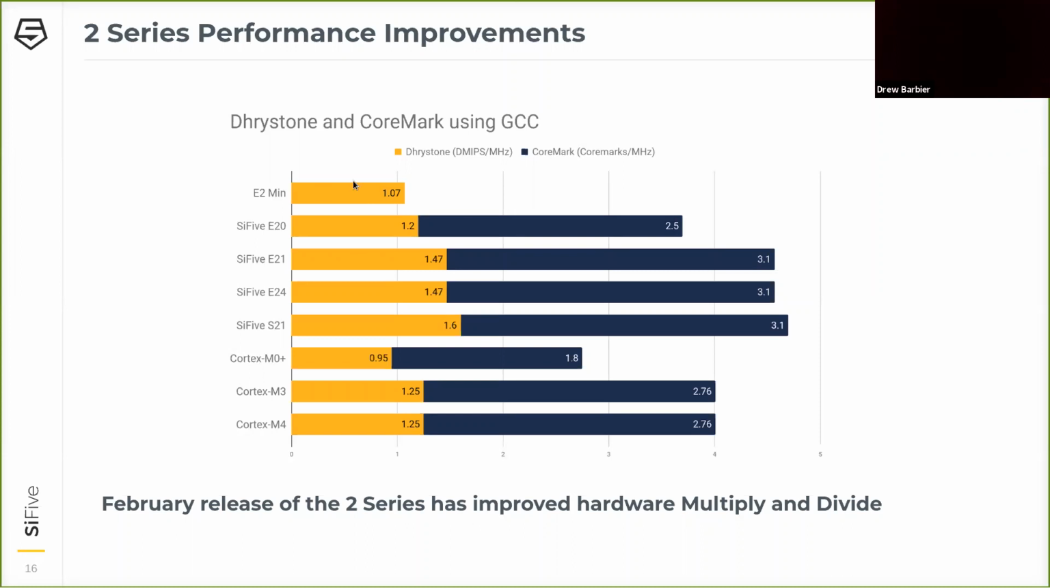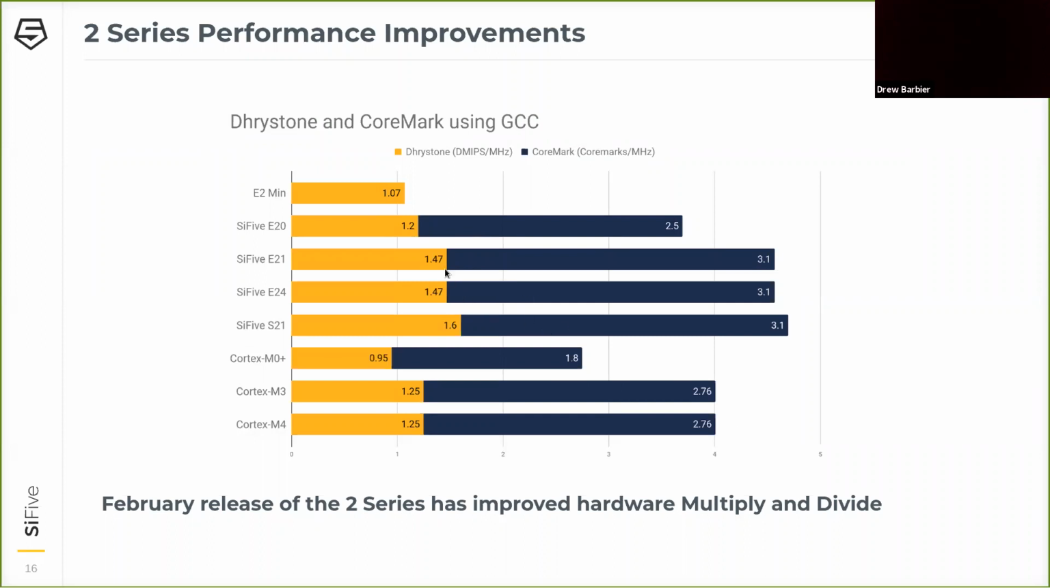First off, for the E2 min config, we mentioned Dhrystone being 1.07 DMIPS per megahertz. Compare that to the DMIPS per megahertz of the Cortex-M0 Plus, and again, these are all using GCC, so equivalent releases of GCC with similar compiler flags. The E2 min config is higher performance than the Cortex-M0 Plus in Dhrystone. And the E20 versus Cortex-M0 Plus is significantly higher in performance in both Dhrystone and CoreMark, so much so that the E20 is almost at performance parity with the Cortex-M3.